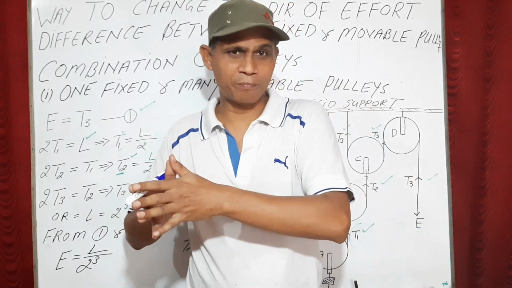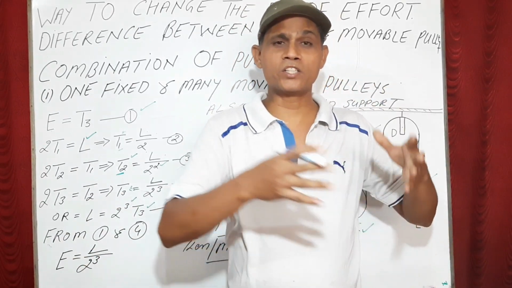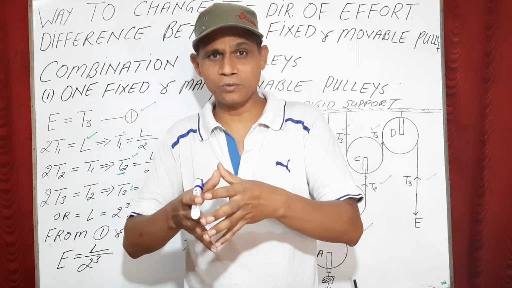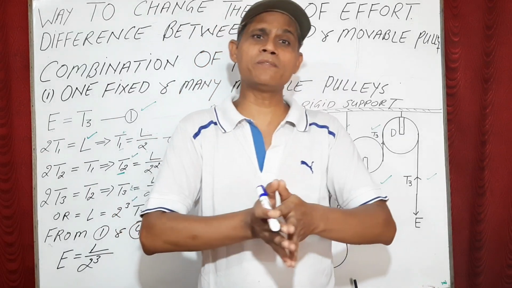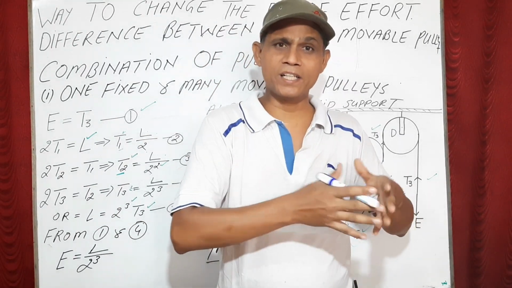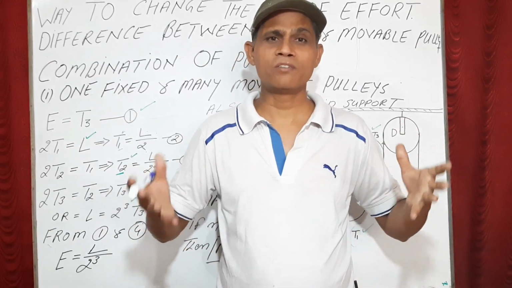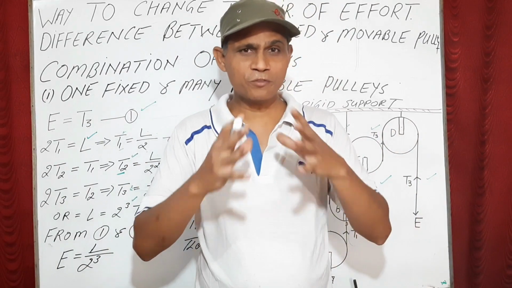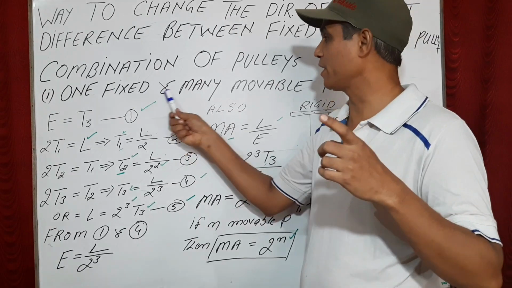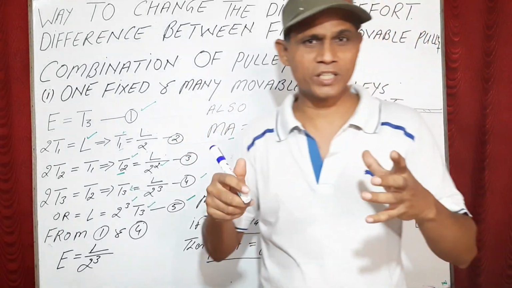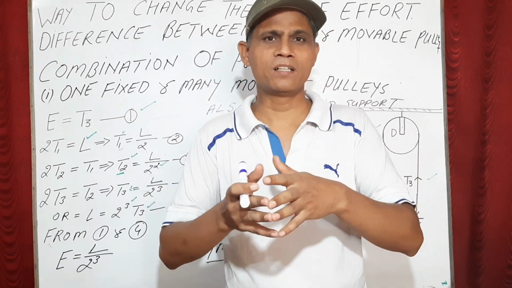In that case, what will happen? The mechanical advantage will be greater than 2, and since the mechanical advantage is greater than 2, the effort will be reduced. So the more the number of pulleys, the more the mechanical advantage, and hence lesser effort will be required. This is why we are using combinations of pulleys. Now the first combination of pulleys: you can use one fixed pulley and many movable pulleys. Now let us see how it functions.